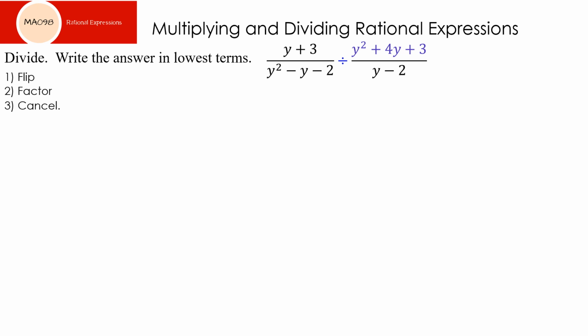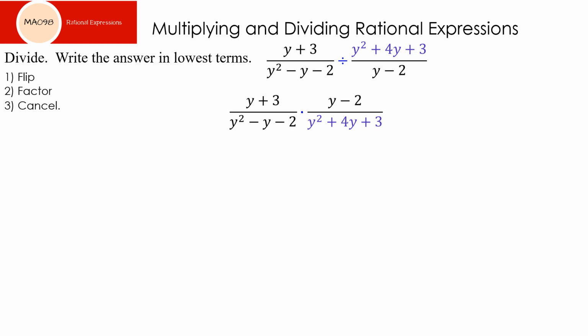Divide and write the answer in lowest terms. So the first thing we'd have to do is change it to a multiplication. You're going to notice that I have y squared plus 4y plus 3 in the numerator in the first one, and then I popped it into the denominator, or the bottom, for the second one. Hopefully you notice that I also changed the operations from division to multiplication.